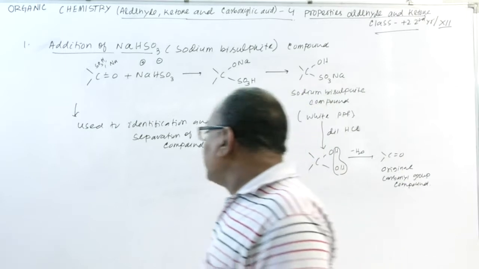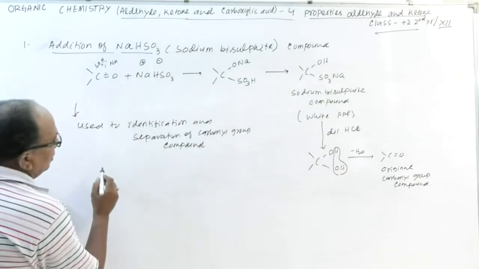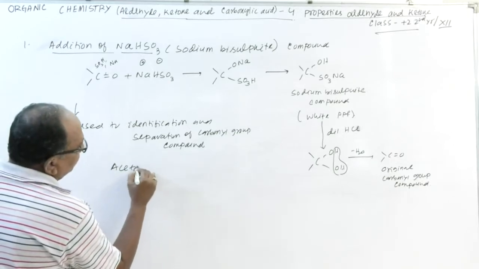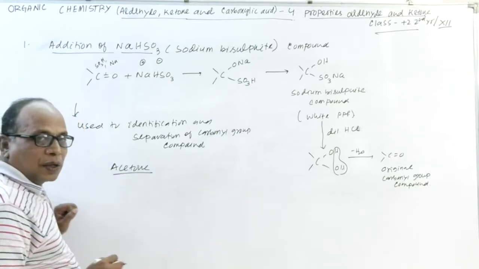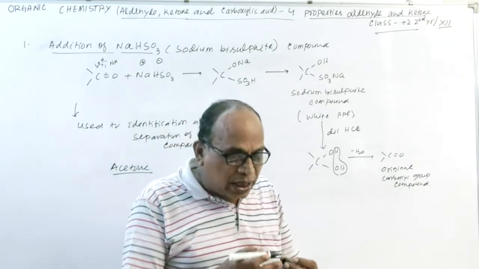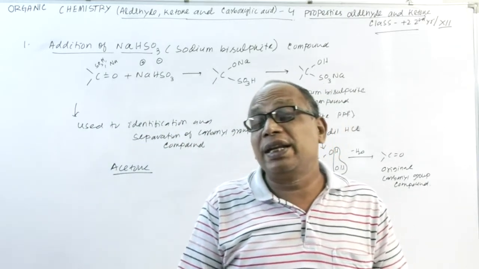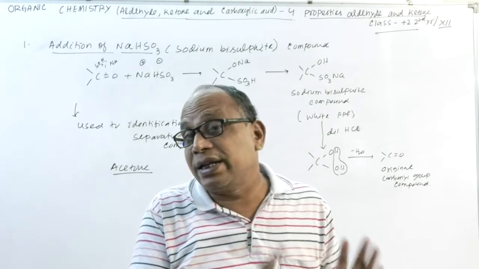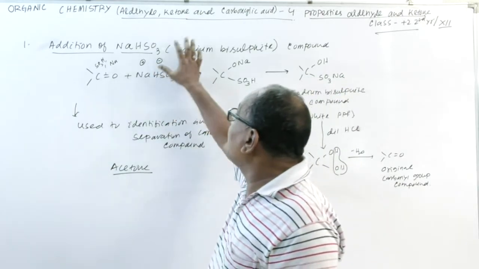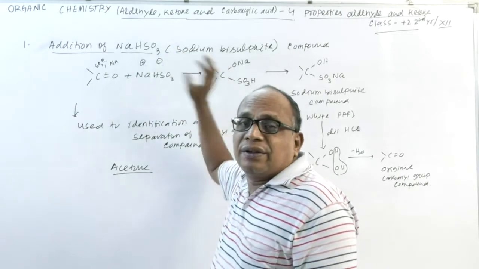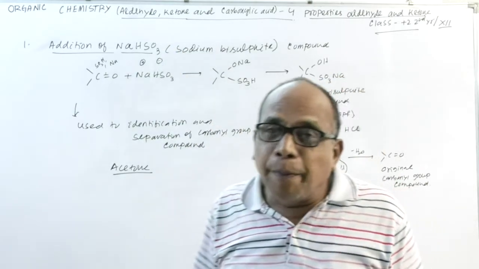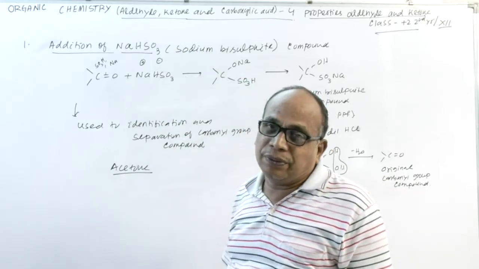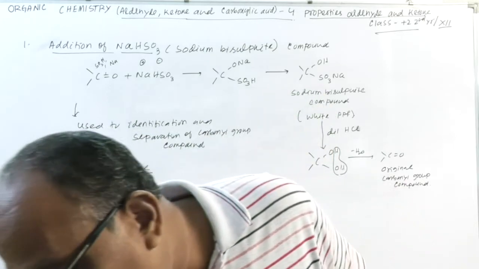Mind it, this reaction is not shown by all ketones, only by acetone-type ketones. When the ketone contains a very bulky group, the reactivity of the ketone decreases, because sodium bisulfite is a weaker reagent. That's why bulkier ketones do not react with sodium bisulfite. Okay, students, let us take one by one.